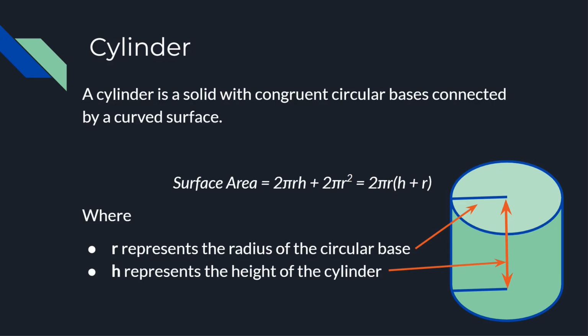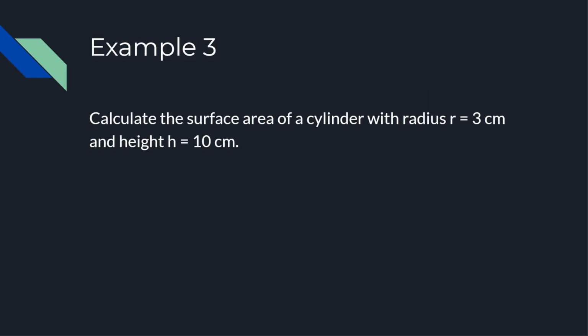For now, note that we find the perimeter of the circular base using 2 pi r and multiply by the cylinder's height here to get the lateral surface area. Then we calculate the area of each circular base with the formula pi r squared and multiply by 2 to cover both bases. And then we add these together to give the total surface area. Now, with a little bit of algebra, we can simplify this formula into 2 pi r times the height plus the radius of your cylinder.